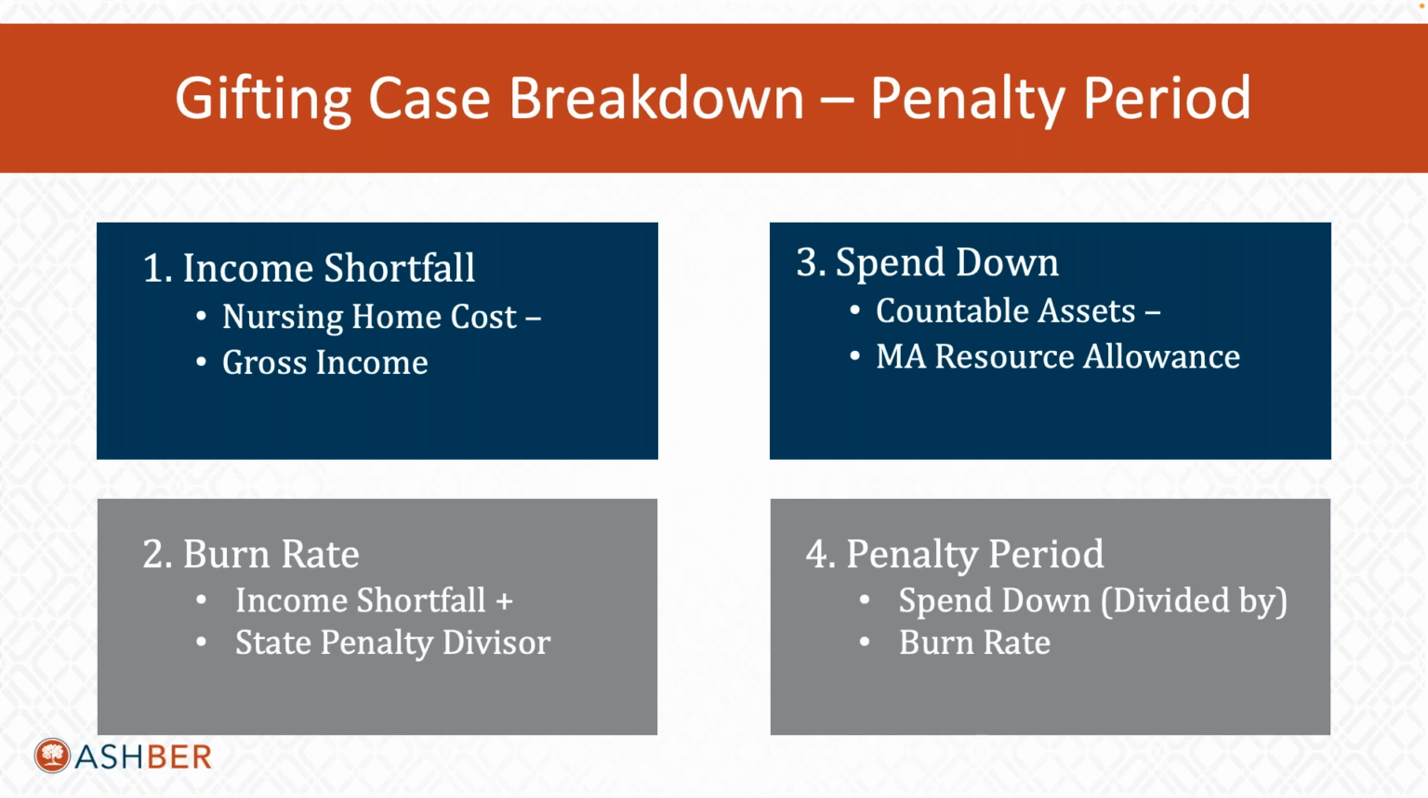The burn rate is a difficult term to define. The best way I look at it is it's a ratio between what the client can gift and what the client needs for the annuity, essentially. A lot of people describe it as a figure used to determine how long it's going to take for the client to burn through their spend down assets before they qualify for Medicaid.